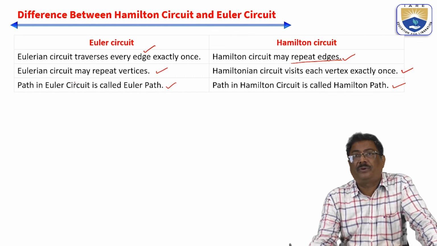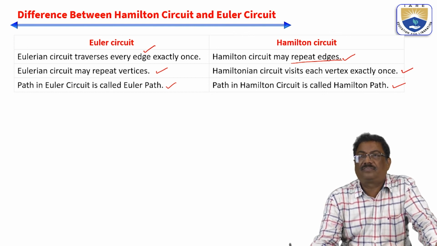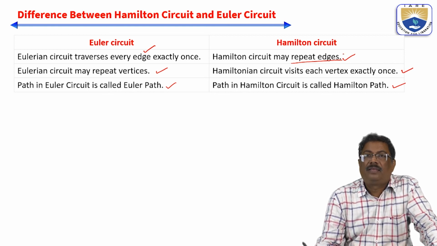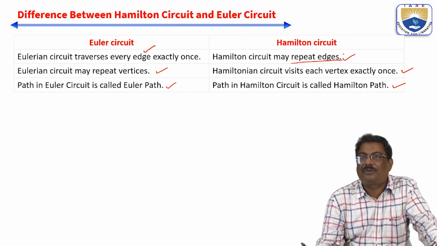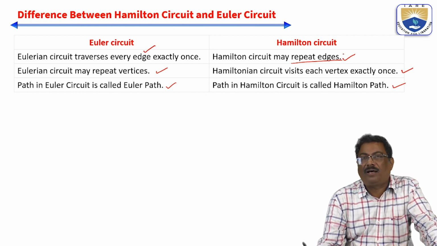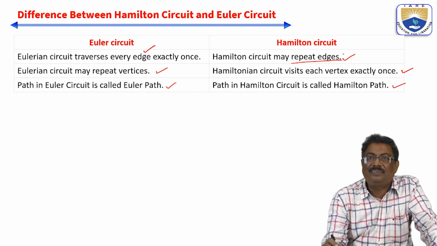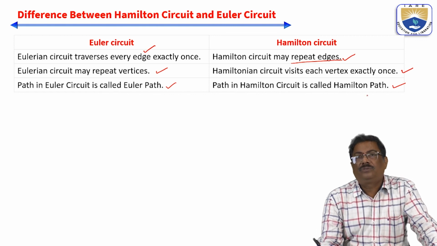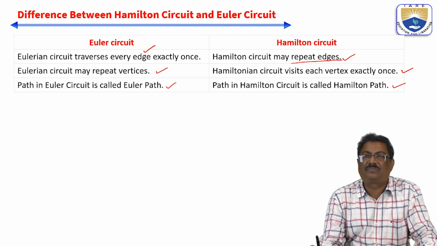So an Euler circuit traverses every edge exactly once. A Hamiltonian circuit may repeat the edges. An Euler circuit may repeat the vertices. A Hamiltonian circuit visits each vertex exactly once. A path in an Euler circuit is called an Euler path. A path in a Hamiltonian circuit is called a Hamiltonian path. So these are some differences between an Euler circuit and a Hamiltonian circuit.